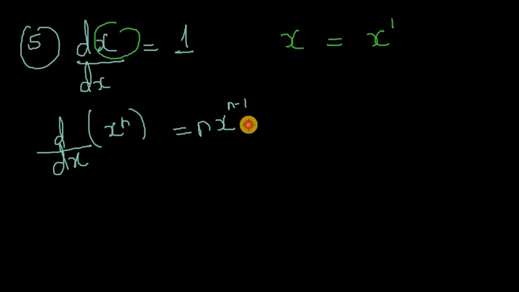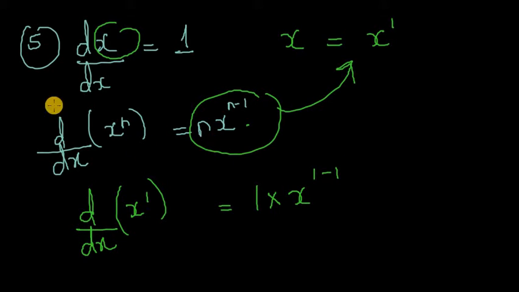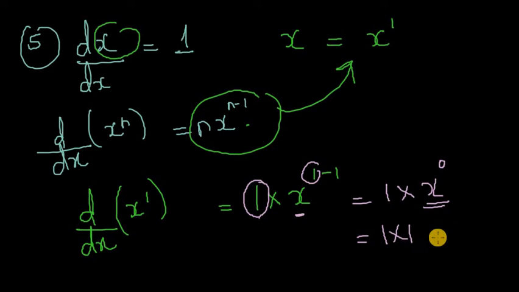So using this formula, if I differentiate x raised to 1, what do we get? Derivative of x raised to 1 is 1 into x raised to 1 minus 1. So instead of n, we have 1 over here. So n into x raised to n minus 1. So 1 into, what is x raised to 1 minus 1? That is x raised to 0, and we know that x raised to 0 is 1. So 1 into 1, that is 1. So derivative of x with respect to x is 1.